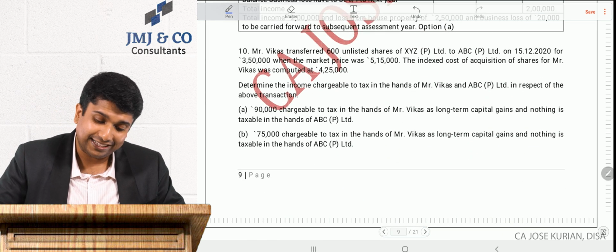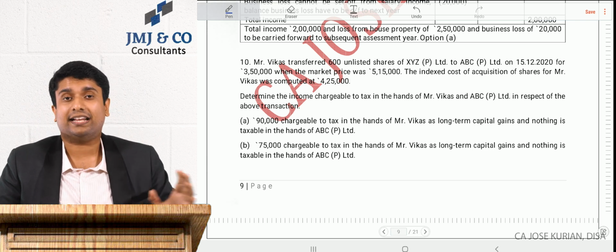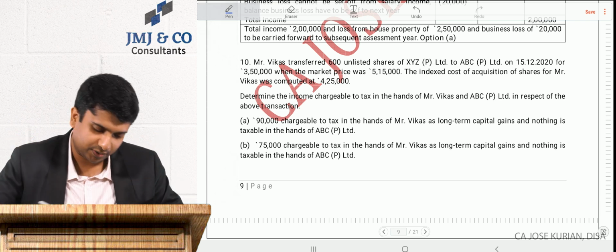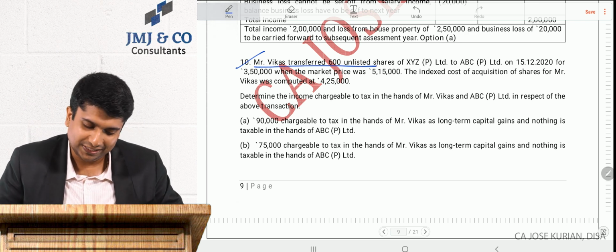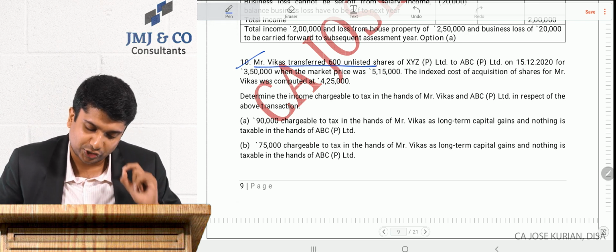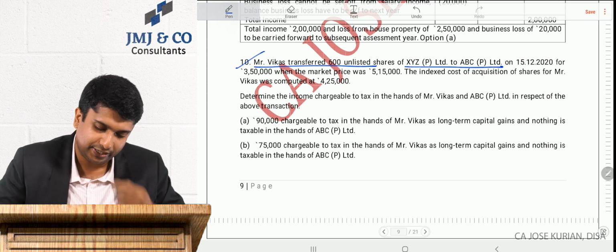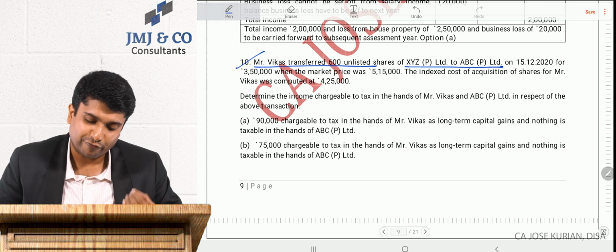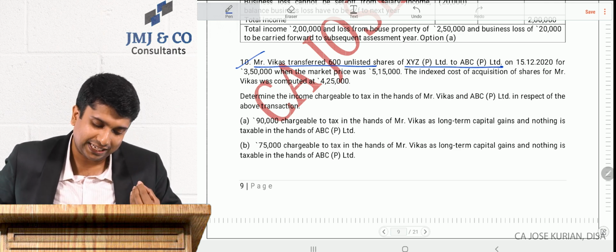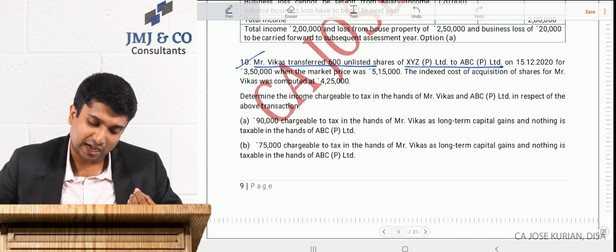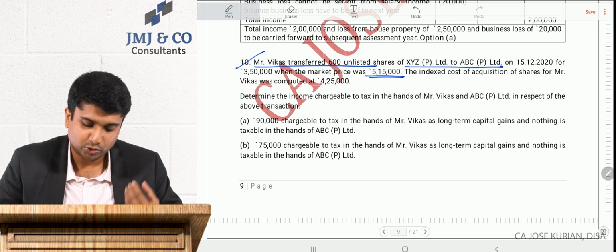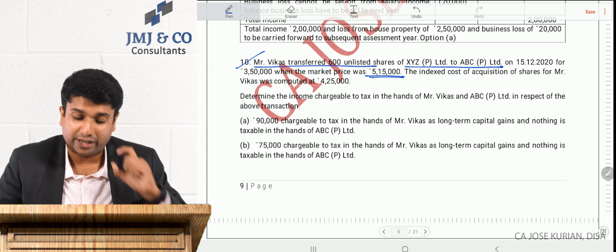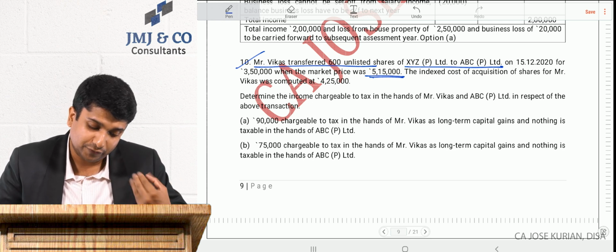And friends, to the final MCQ question. After this question number 10, all others are descriptive questions. So the final MCQ question: Mr. Vikas transferred 600 unlisted shares of XYZ Private Limited to ABC Private Limited on 15/12/2020 for 3,50,000 when the market price was 5,15,000. So the market price of the shares transferred is 5,15,000 and it is transferred for 3,50,000.